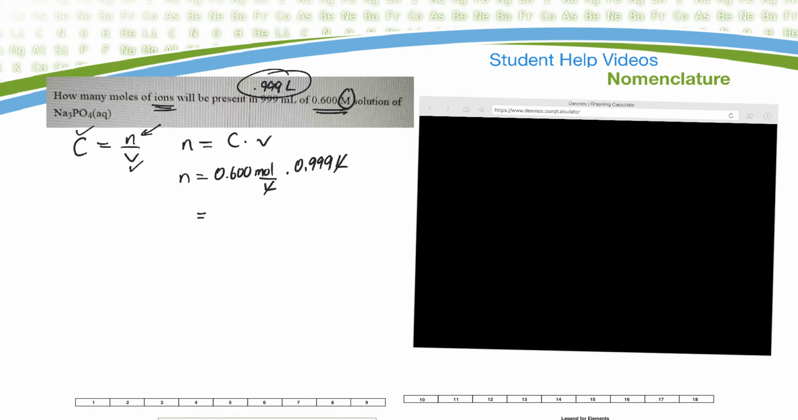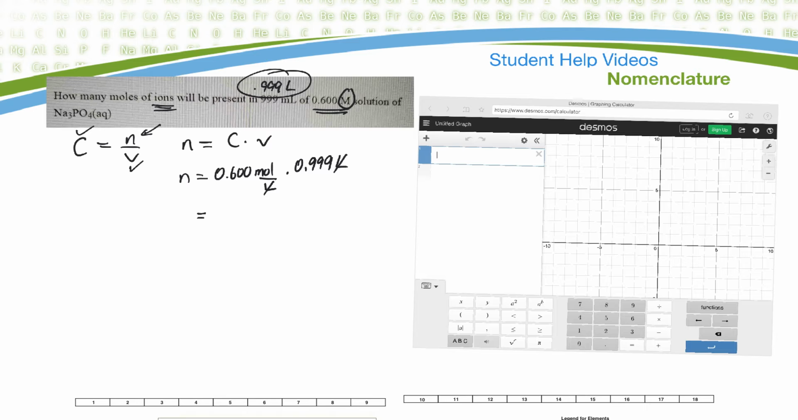And now let's do that multiplication. So 0.6 times 0.999 is 0.5994 moles. Now, that is the number of moles of sodium phosphate, Na3PO4. But the question says how many moles of ions will be present.